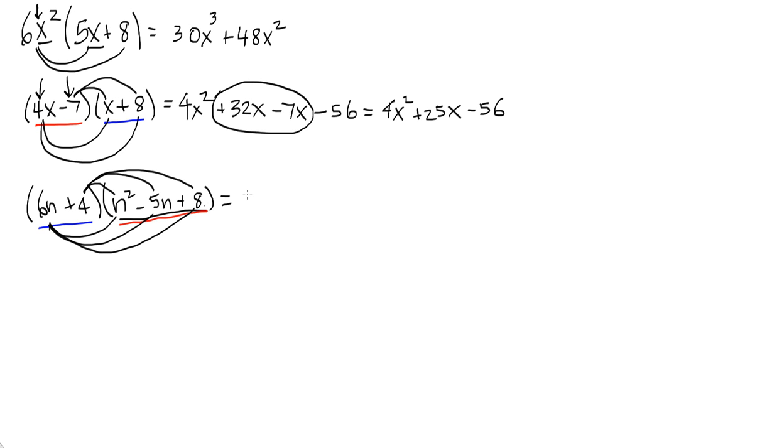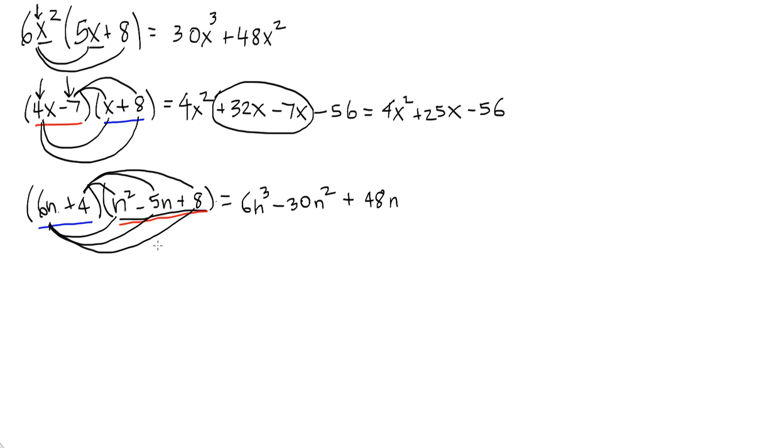So 6 times 1 is 6. And we've got n to the first, times n squared. 2 plus 1 is 3, n cubed, or n to the third. Now, the first term times the middle term. That's 6n times negative 5n is negative 30n squared. And then my last term, 6n times 8, is plus 48n.